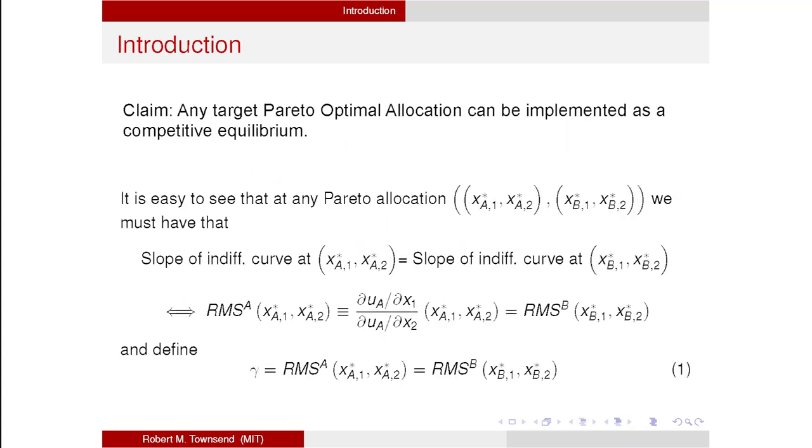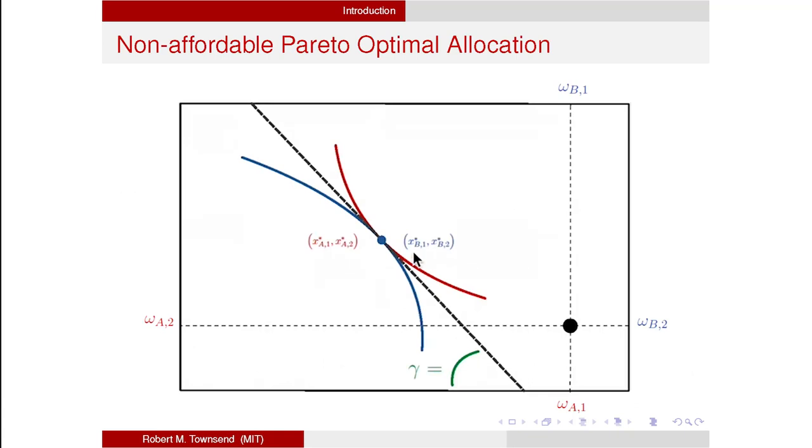So the previous slide, which I skipped, just says that those star allocations for A and B have the same slopes, which are their marginal rates of substitution, and the marginal rates of substitution match up, since they're equal to each other, to something called gamma. So that's the picture here. Marginal rates of substitution are equal to the slope of this wealth line, which has a slope of gamma.